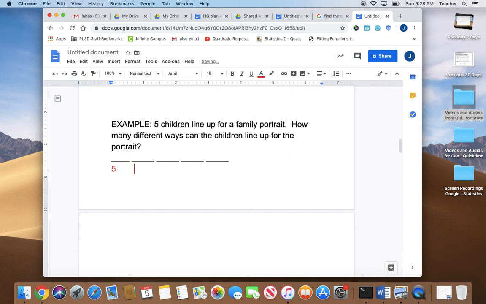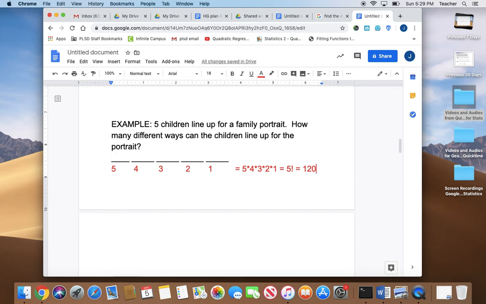But then in the second place, I picked one of the children, so I only have 4 choices, 4 children left. In the third place, I would only have 3 children left to select from. In the fourth place, I would only have 2 children to select from. And finally, I would have 1 child left. So if I want to know how many different ways can the children line up for a portrait, that would be 5 times 4 times 3 times 2 times 1, which is the same as 5 factorial. And if I put that in my calculator, it is 120.